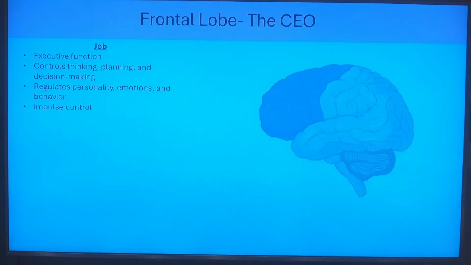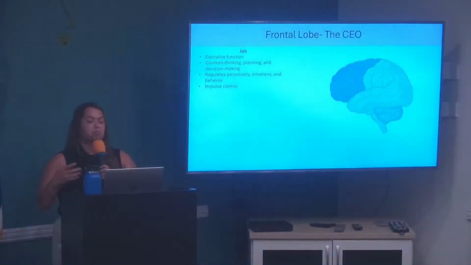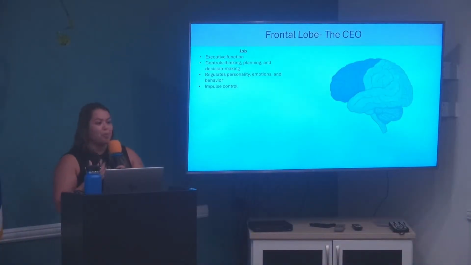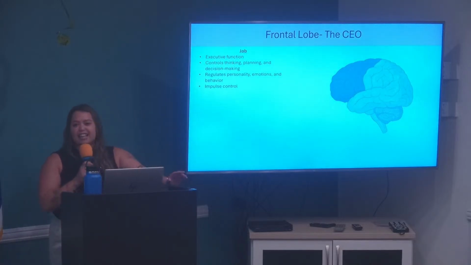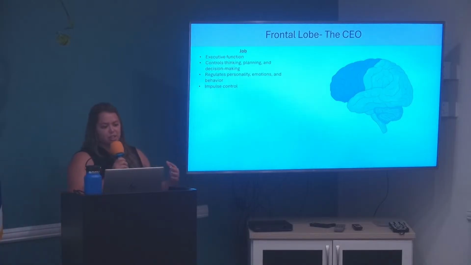So the first one's the frontal lobe. I call it the CEO. It really has everything to do with your decision making. If you have a pudding in front of you, or if you have fruit in front of you, and you make the decision to eat, I would eat the pudding. Some people might eat the fruit, but we're all going for the pudding. That is your frontal lobe making that decision.